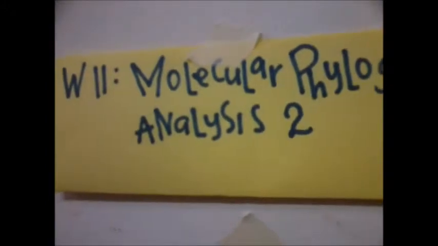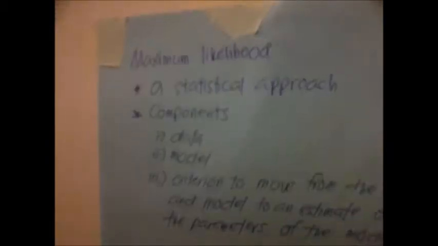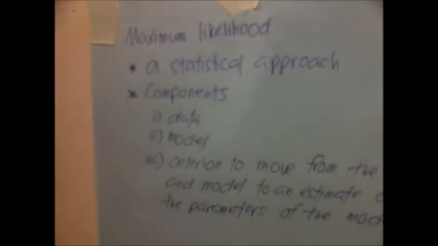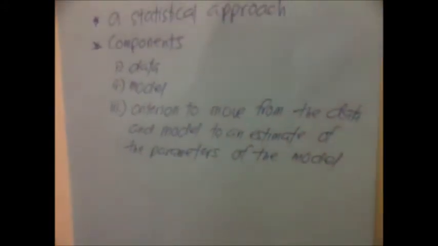Okay, we will go for week 11, that is molecular phylogenetic analysis 2. We will look at the maximum likelihood approach, which is a statistical approach, and the components will be using a data model or criteria to move from the data and the model to an estimate of the parameter of the model.